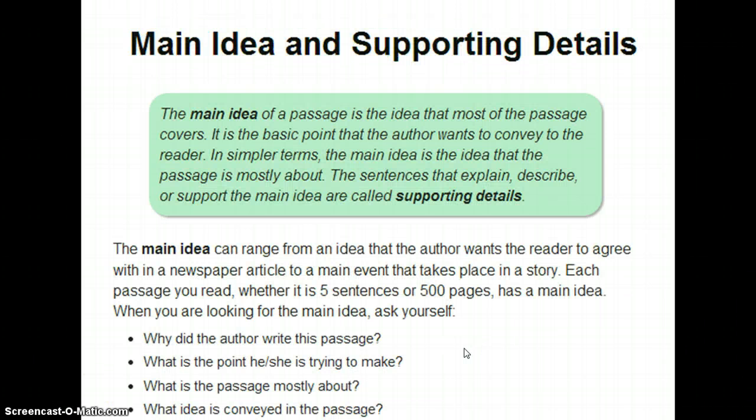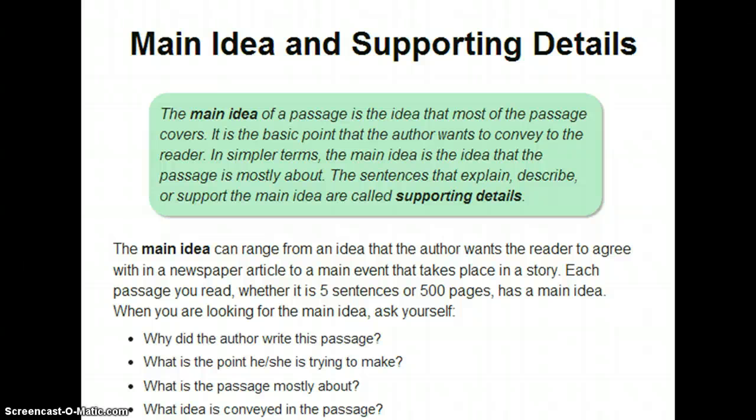So thinking about main idea, you also have to consider the supporting details. You never read just a one-sentence paragraph. There's always more to the passages that you're reading. There's always more to a paragraph. So here are your definitions. The main idea of a passage is the idea that most of the passage covers. It is the basic point that the author wants to convey to the reader. In simpler terms, the main idea is the idea that the passage is mostly about. The sentences that explain, describe, or support the main idea are called supporting details.